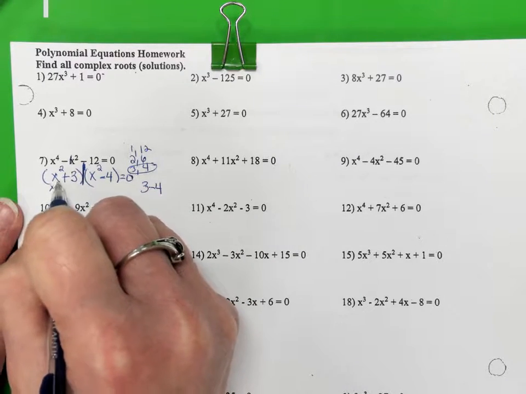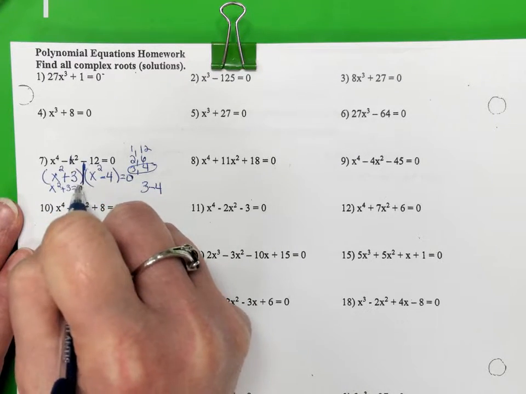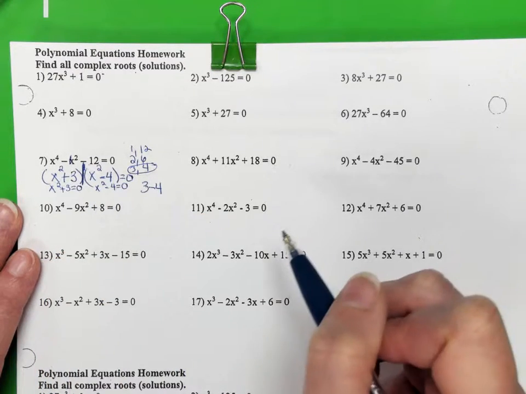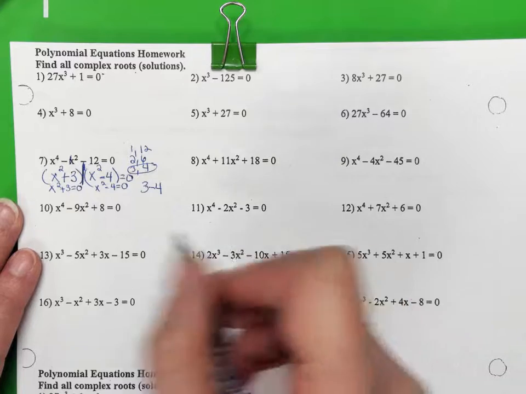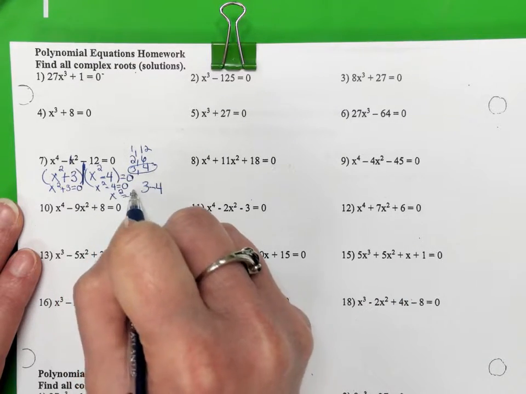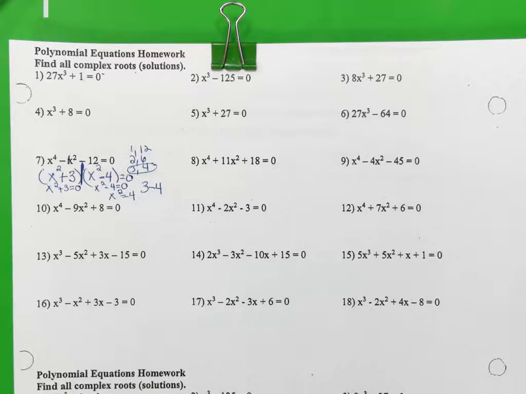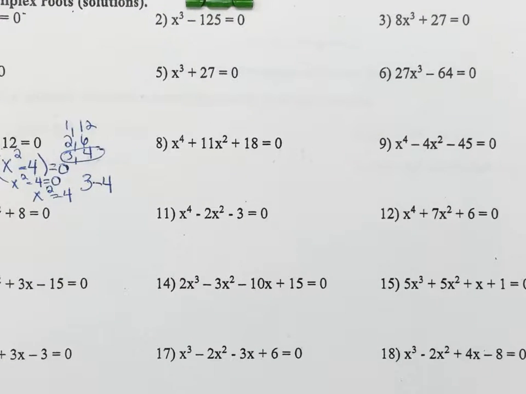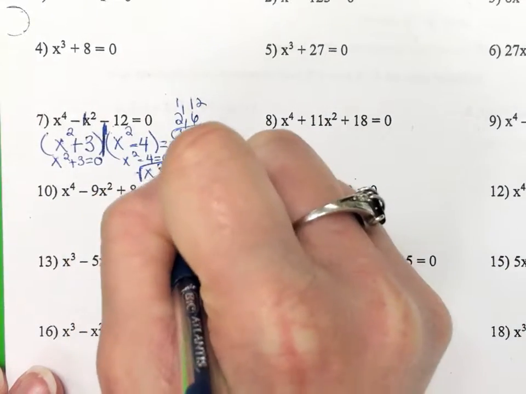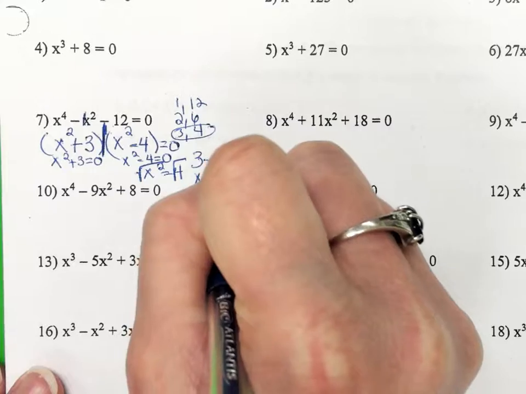So x squared plus 3 equals 0. X squared minus 4 equals 0. All right, add the 4. You get x squared equals 4. And then how do I get rid of that square? Square root. And what's the square root of 4? X equals 2.